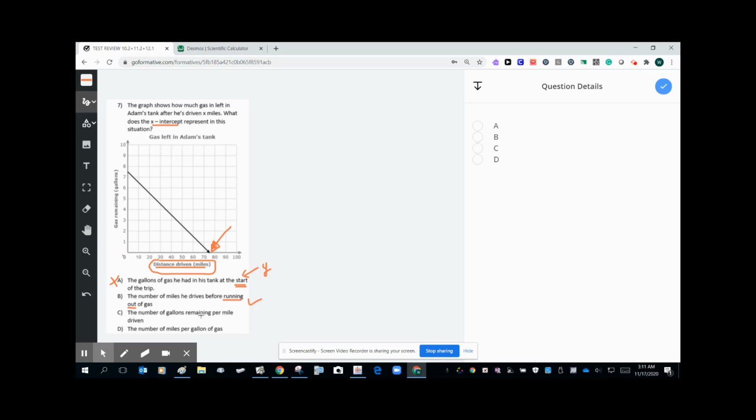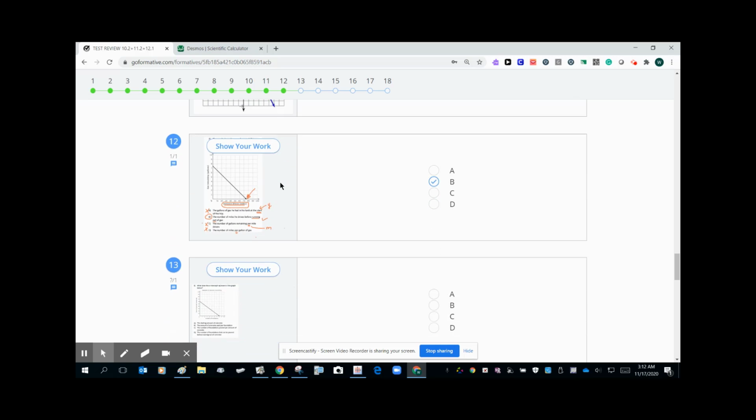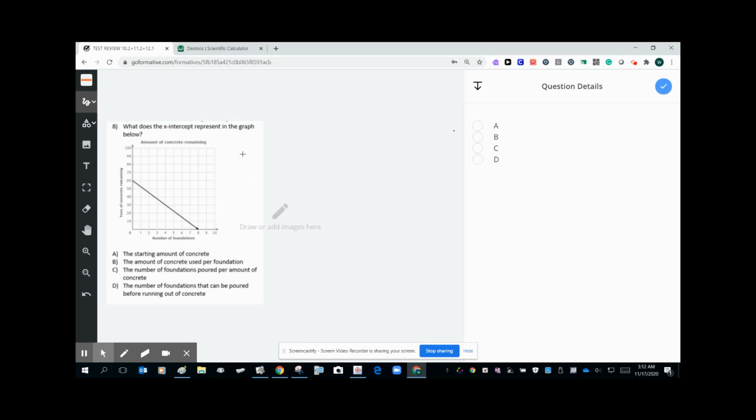The number of gallons per mile, okay, the word per means slope, so we definitely know that letter C is not correct. And the next one, the number of miles per gallon again means slope, okay. So we know that it's going to be letter B, and letter D is out of the picture. So I'm going to select letter B, and we get a green light. Let's look at the next one.